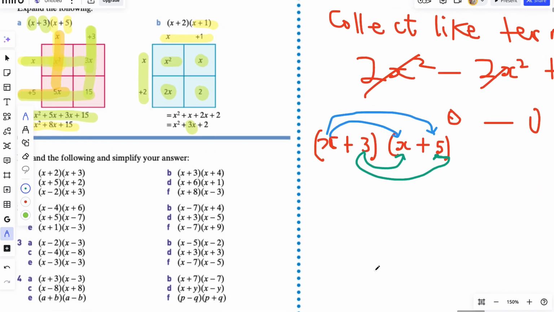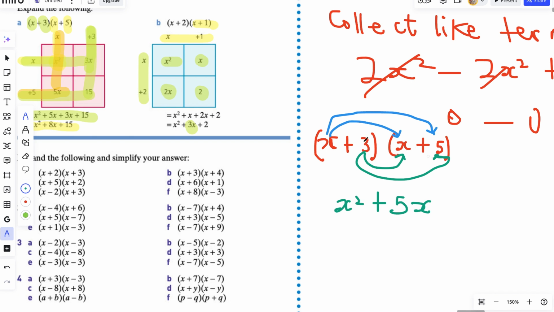We say x times x, we get x squared. This one, this x times this x, we get x squared. And then after you do that, you take the same x and multiply it with 5. So you say x times 5, what do we get? We get 5x. x multiplied by 5, you get 5x. So we write it down. Then we are done with using this term to multiply these two terms in this bracket.